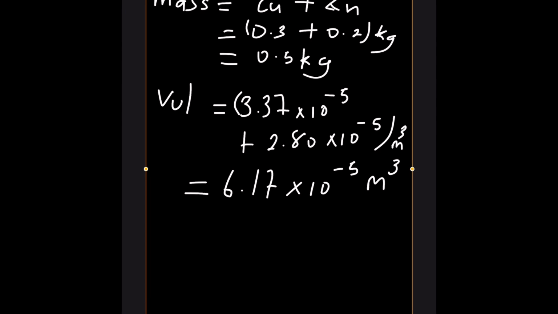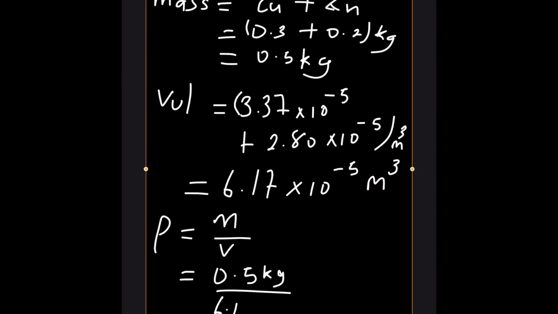We can now move on to answering the question, which is finding the density of the alloy. We have the mass of the alloy and the volume of the alloy. Density is equal to mass over volume. The mass of the alloy is 0.5 kg, and the volume of the alloy is 6.17 by 10 to the negative 5 meter cube.